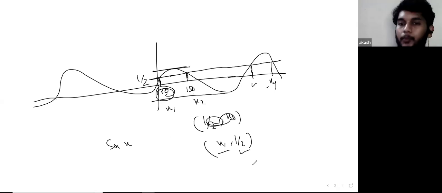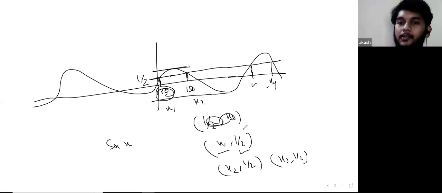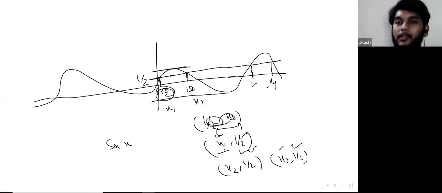If you put x2, then also you get half. If you put x3, then also you get half. So for infinite values, you will get half. And I told you for an inverse function, this just reverses the order. But the question is, half is constant for everyone, but x1, x2, x3 are different. So if we have to interchange, then what value should we choose?